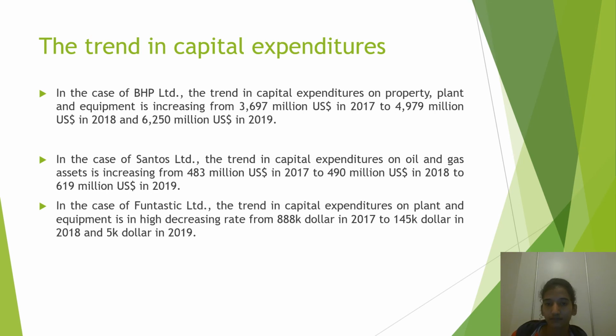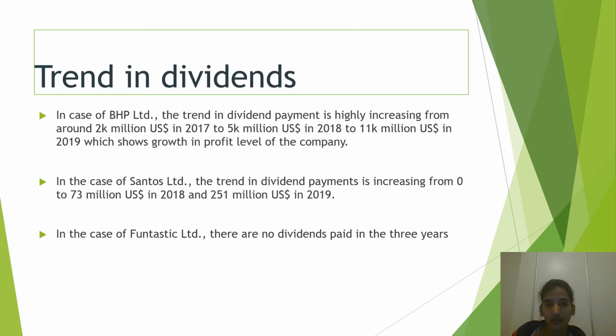After that, the trend in dividends. In the case of BHP Ltd, the dividend payment is increasing sharply from around 2k million US dollars in 2017 to 5k million US dollars in 2018, and it increased in 2019 to nearly 11k million, which shows growth in the profit level of the company. In the case of Sunstones Ltd, the dividend payment is increasing from 0 to 73 million US dollars in 2018 and 251 million US dollars in 2019 as compared to 2018. In the case of Fantastic Ltd, no dividend was paid in the 3 years.